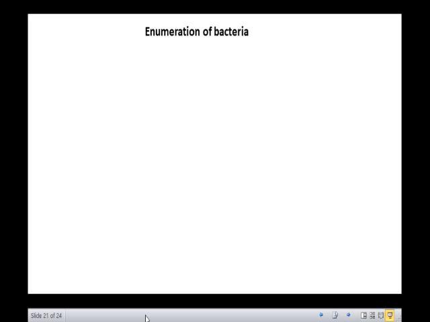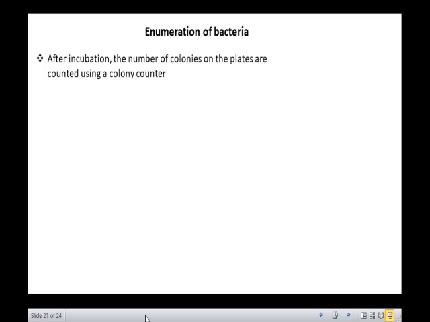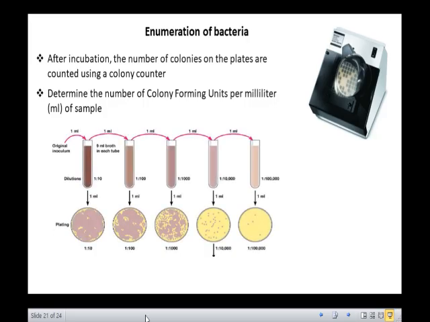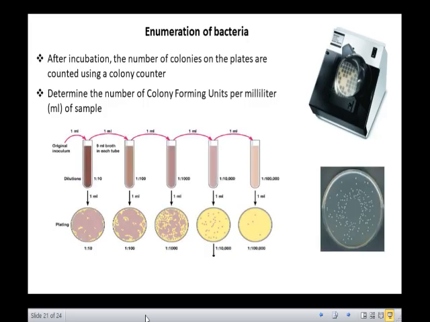After incubation, the number of colonies on the plates are counted using a colony counter. Generally, one wants to determine the number of colony forming units per ml of the sample. To find this, the number of colonies on a plate having 30 to 300 colonies is selected. This is because this range is considered statistically significant.